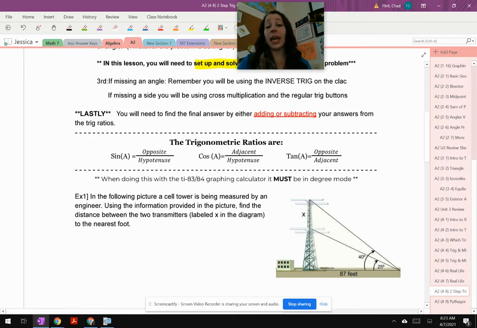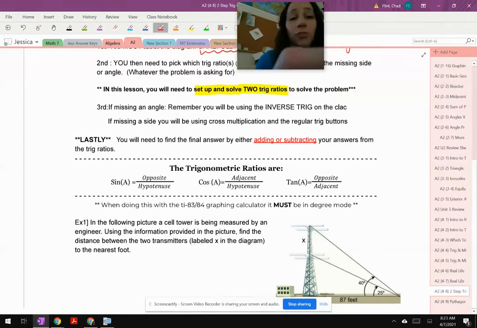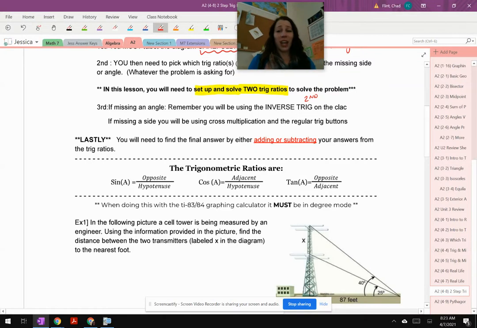If you're missing the angle, you need to use that inverse trig function using the second button. If you are missing a side, you're going to use your cross multiplication. And there's also one more further step involved.